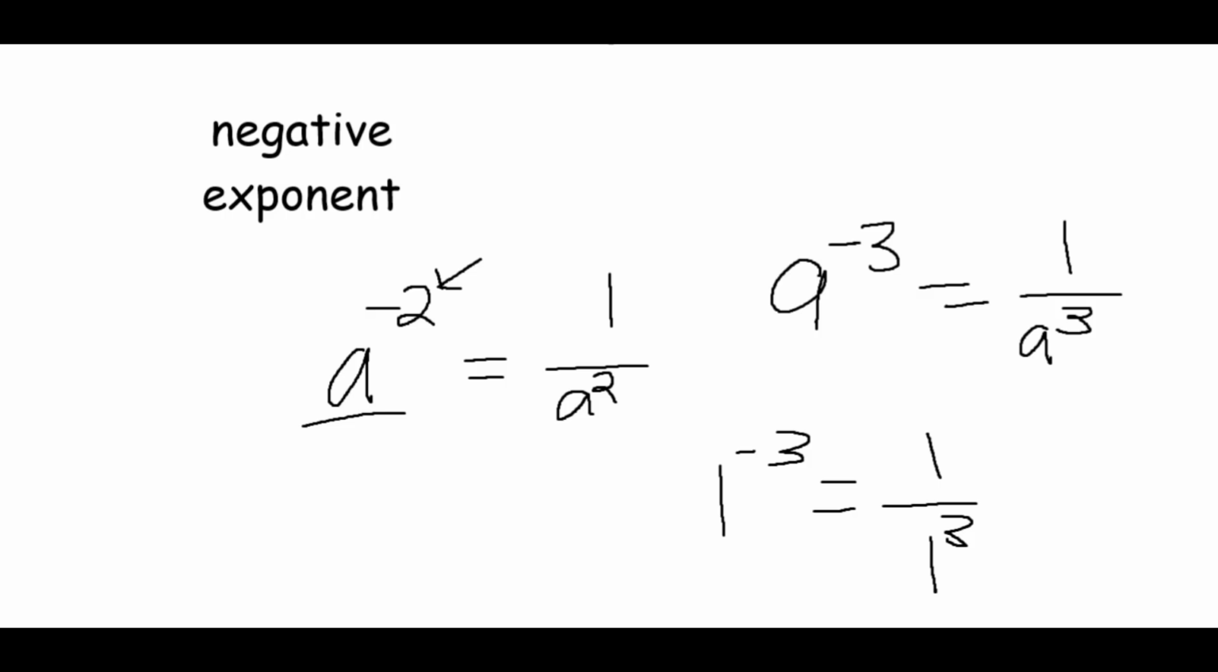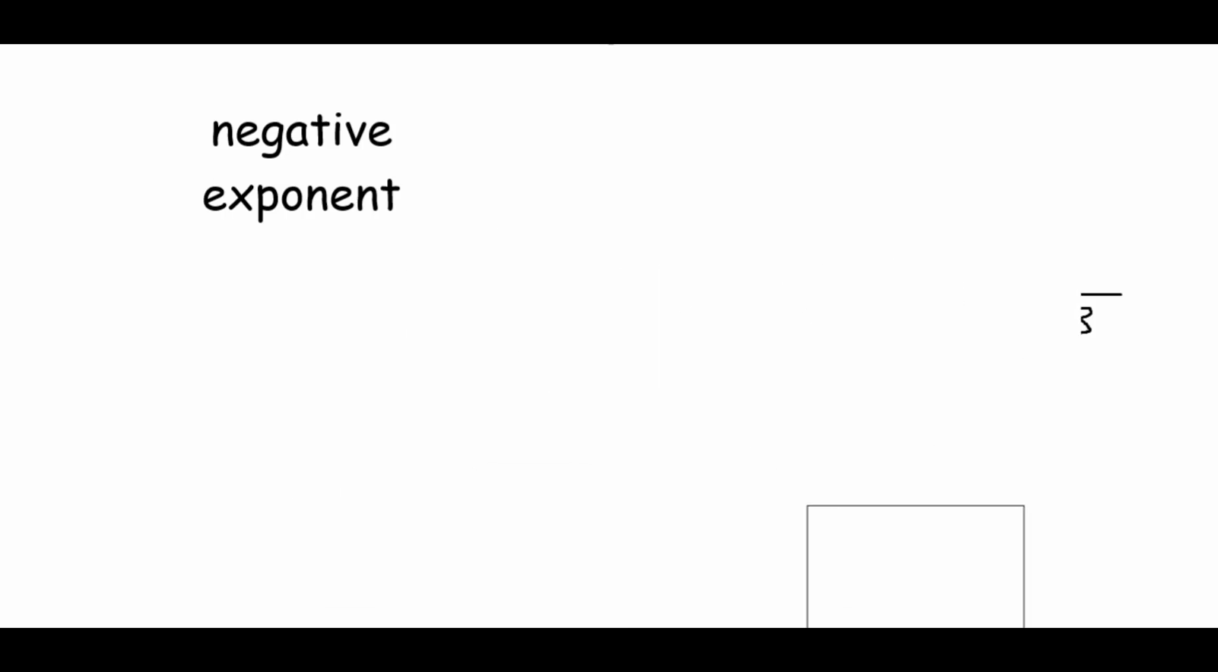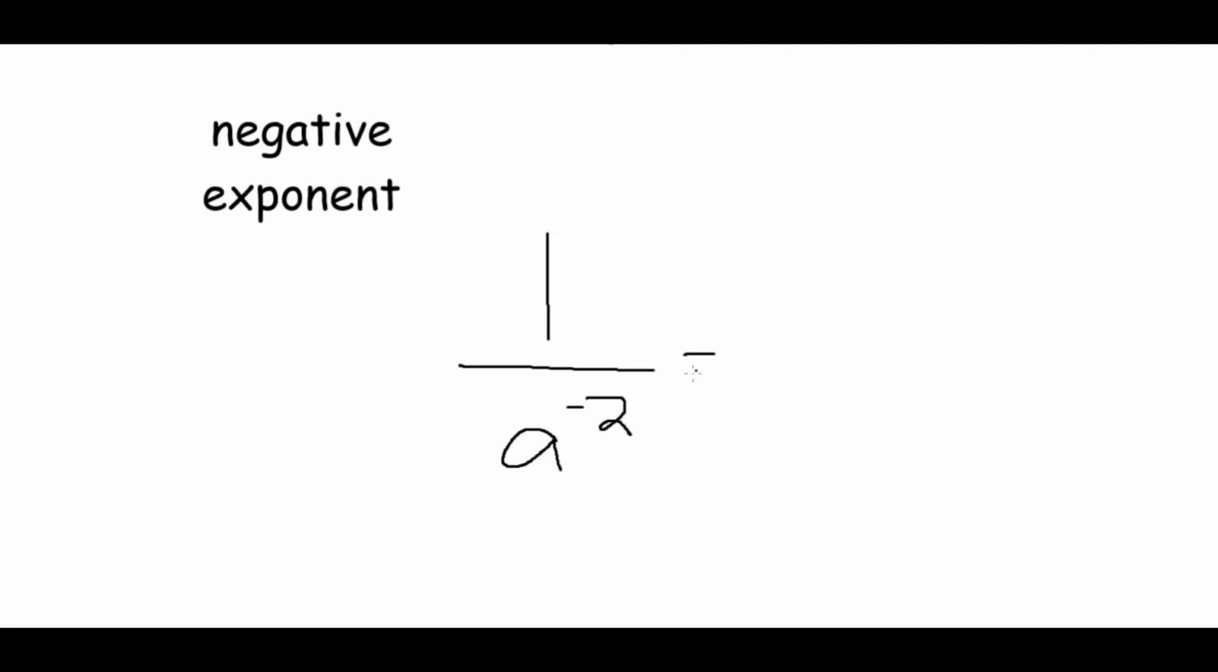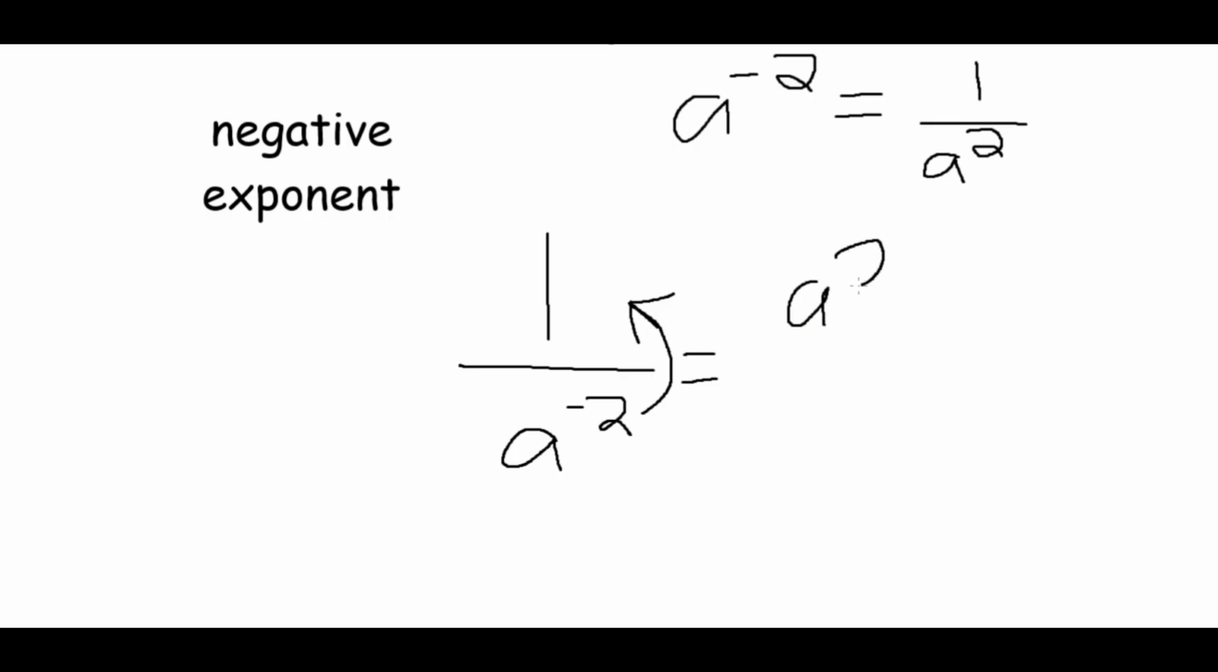Alright. Now, what if our negative exponent is in a denominator place, like this: 1 over a to the negative 2. What does this equal? Now, you saw how for the previous one, we put it in the denominator. So instead of leaving it in the denominator, we'll just move it up to the numerator. So a squared over 1 is equal to a squared.